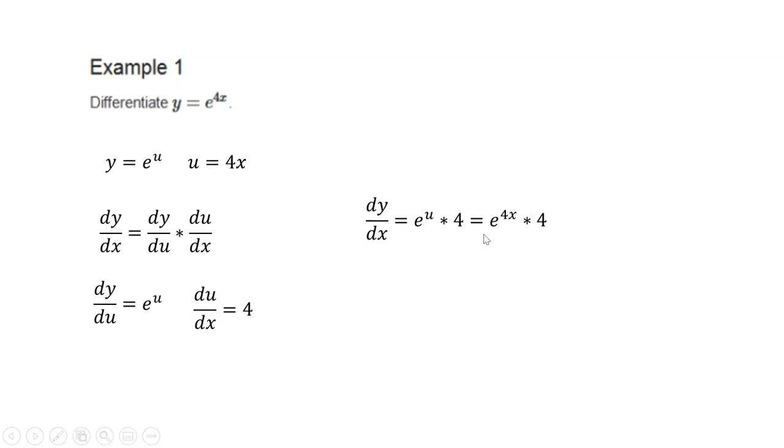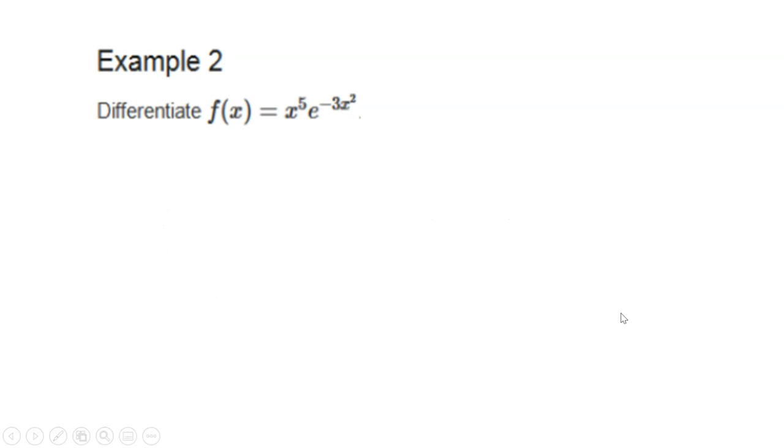So you basically repeat the function itself, which in this case is e to the 4x, and then multiply it by the derivative of the top. The derivative of the top is 4. That's it, done. We've just derived our first exponential function, right? And of course, you could write the 4 in the front. That's obvious, right? So all I've done here is put the 4 in the front of the function. All right. Here's another one.